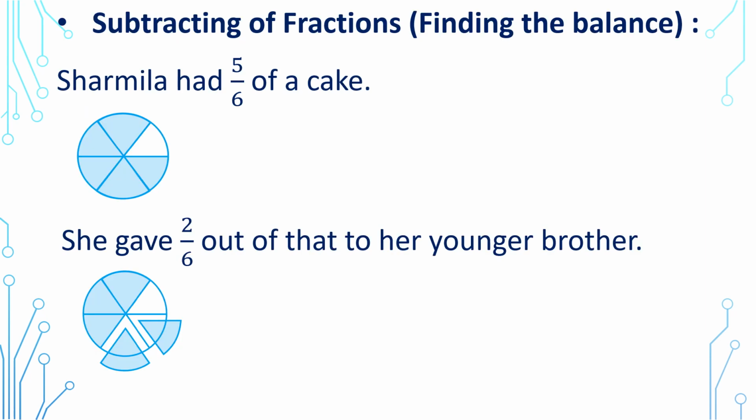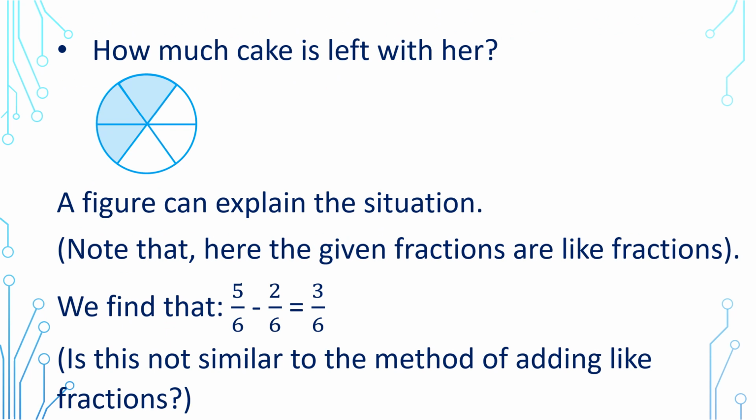So student, let's understand now subtraction of fractions. Sharmila had 5 by 6 part of a cake. Out of this, she gave 2 by 6 part of that to her younger brother. So now, how much cake is left with her? A figure can explain the situation. Note that here the given fractions are like fractions. So we get that 5 by 6 minus 2 by 6 equal to 3 by 6. Is it not similar to the method of adding like fractions?